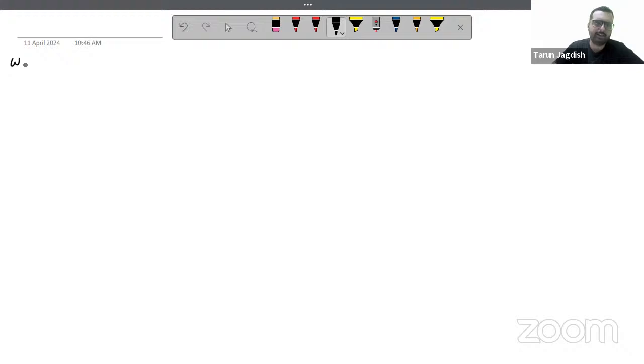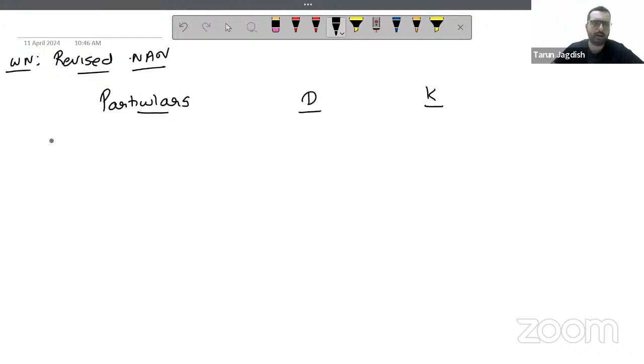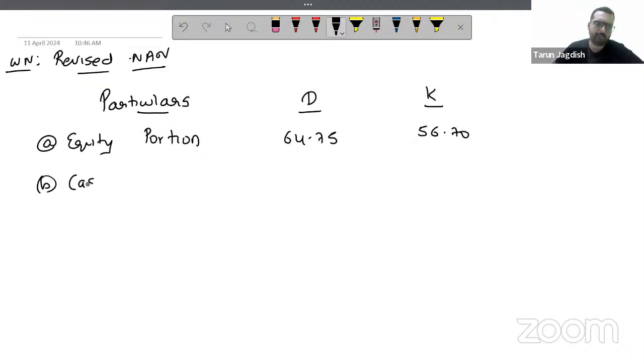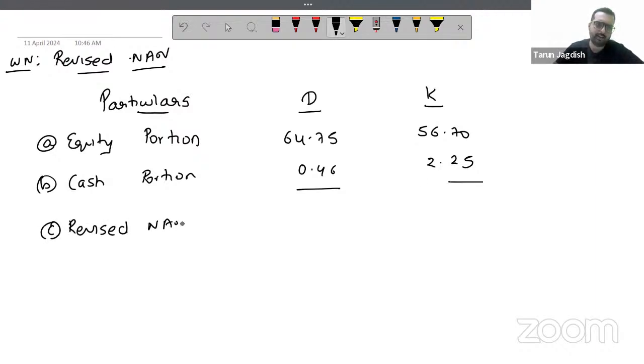Now we will write down the revised NAV. Particulars D and then you have K. So I will write down the revised equity portion first. How much is going to be my revised equity portion? 64.75 and 56.7. Then I will put up my revised cash portion. That is going to be 0.46 and 2.25. So when I add up these two things, I will get my revised NAV.